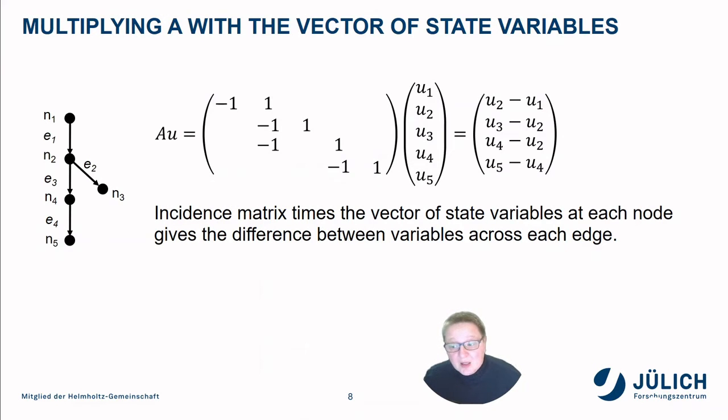If we multiply our incidence matrix with a vector that gives the value of our state variables for each node, so we have values for U1, U2 and U up to U5, that could be water potentials, carbon or nutrient concentrations, we arrive at a vector that gives the difference between variables for each edge. You can convince yourselves that this holds also for the branch, so for edge 2, we get the difference between U3 and U2, and for edge 3 that connects nodes 2 and 4, we get U4 minus U2.